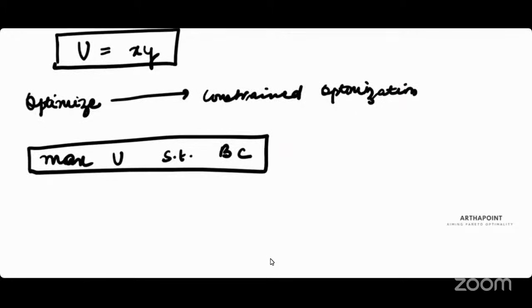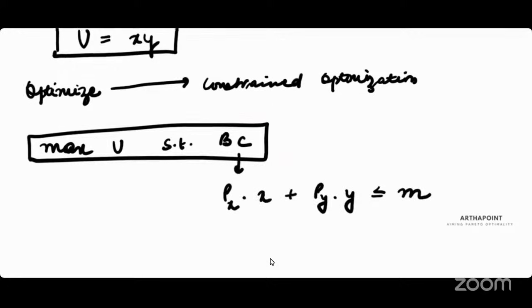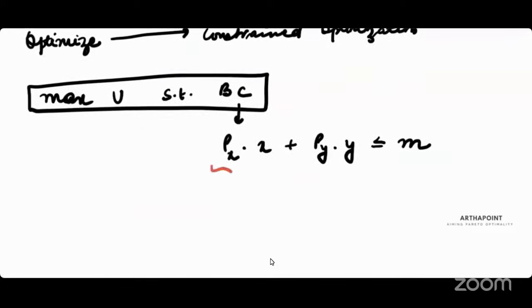This budget constraint is nothing but the price of good X into X plus the price of good Y into Y, less than or equal to the income of the consumer, where this is the money that you are spending on good X.